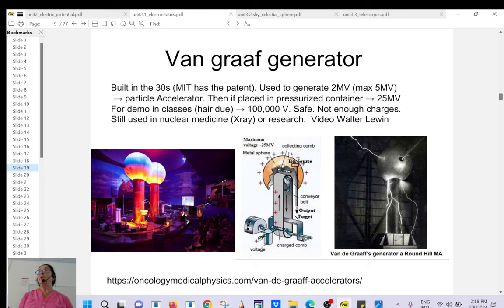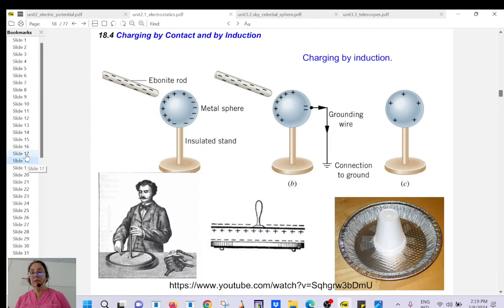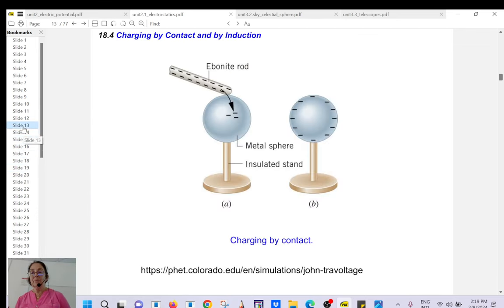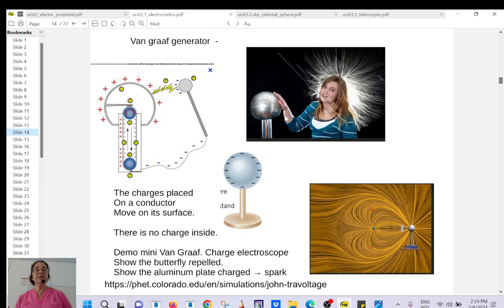You're going to build up not a huge amount of charge, but some charges. So now you have a voltage. You can have up to 100,000 volts relative to the ground. However, it will be safe. You can touch it. We do all those demos where students will touch it.